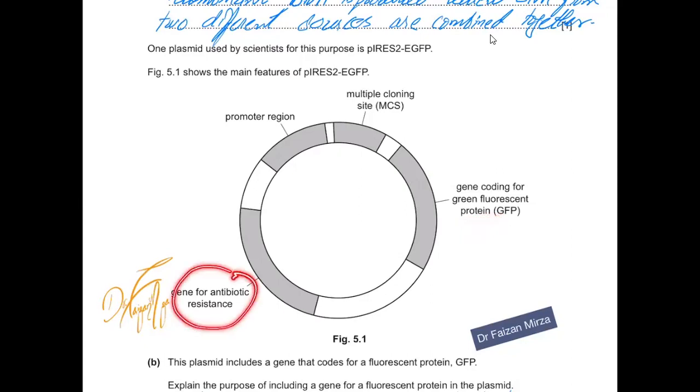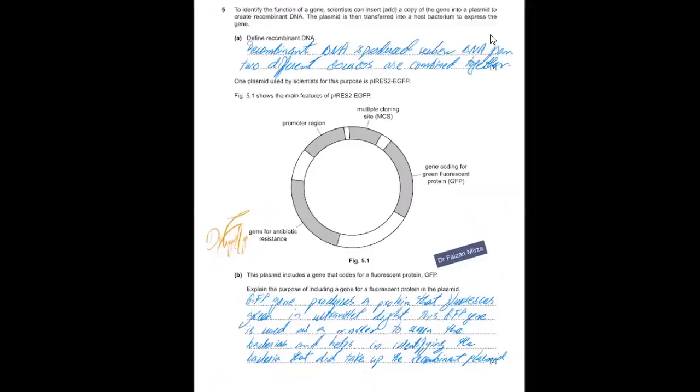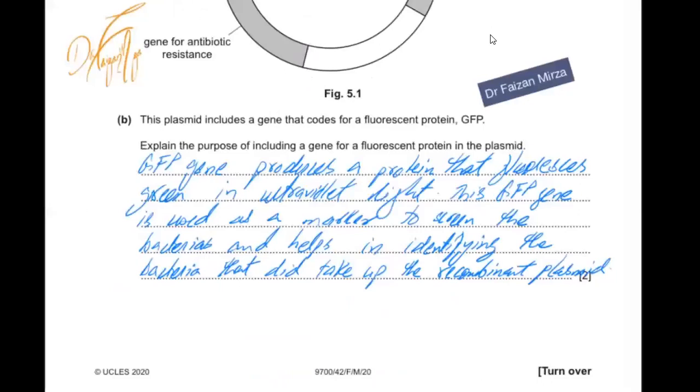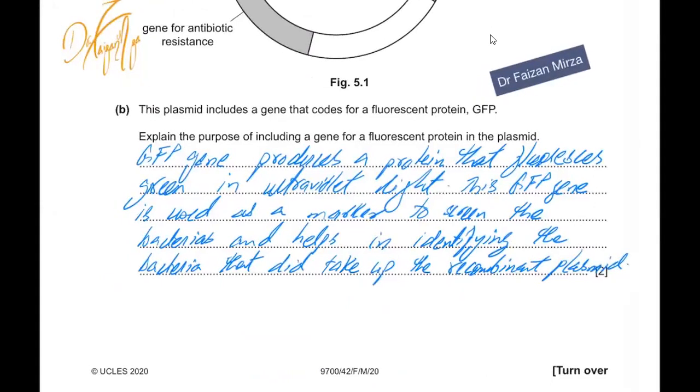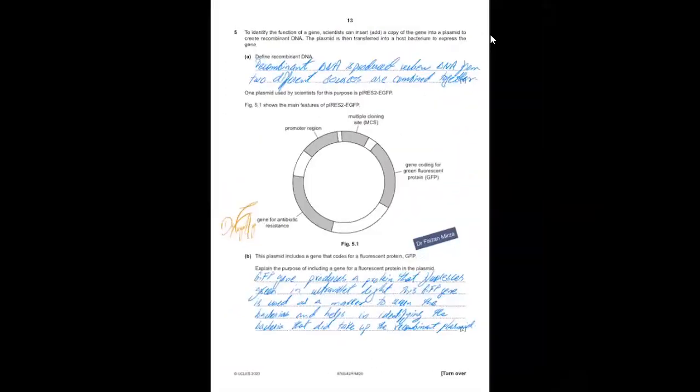This is a gene for antibiotic resistance. Initially, these were used, but now they are not used as a screening tool. GFP is added for its screening properties. So they are asking to explain the purpose of including the gene for fluorescent protein in the plasmid. The GFP gene produces a protein that fluoresces green in ultraviolet light. So this GFP gene is used as a marker to screen the bacteria, which helps in identifying the bacteria that did take up the recombinant plasmid.